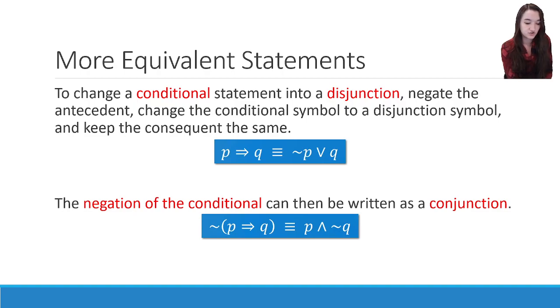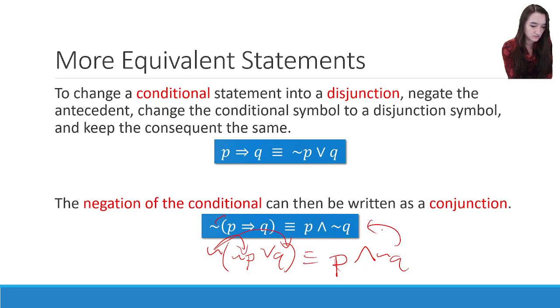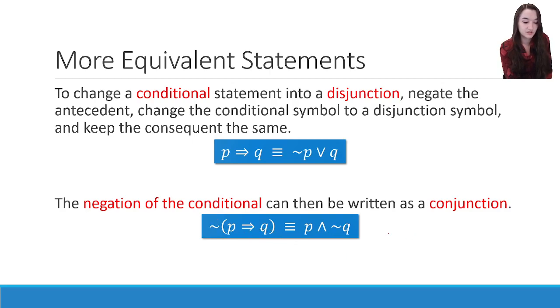Then the negation of the conditional, using De Morgan's law, we can prove that the negation of if P then Q is equivalent to the negation of negation of P or Q, which, distributing the negation in, gives us P and negation of Q, which is what is right there. So basically the negation of a conditional becomes a conjunction with the consequent being negated.